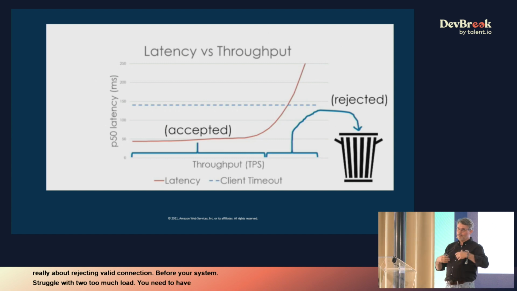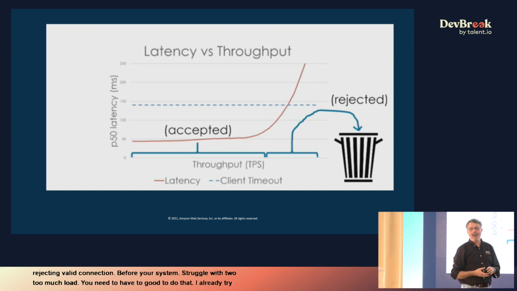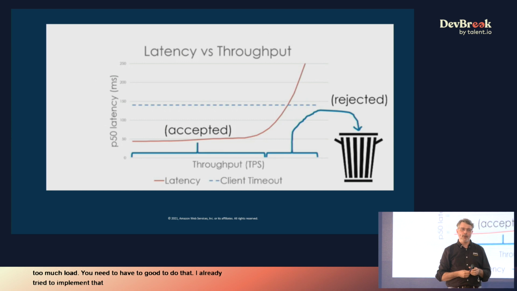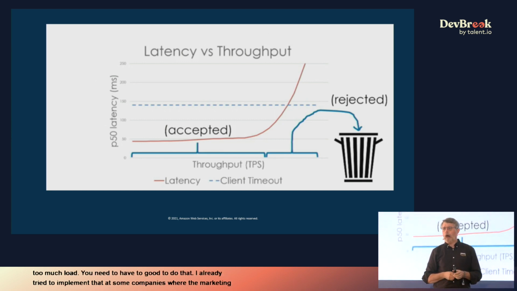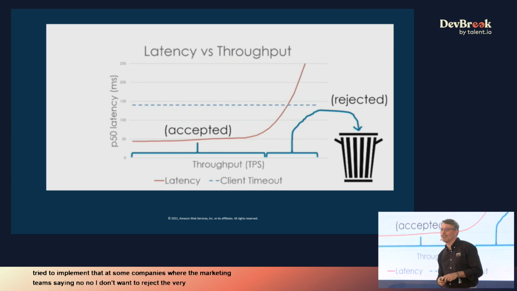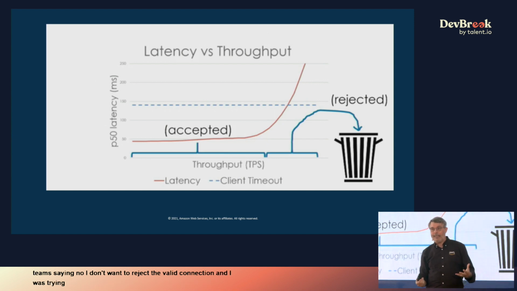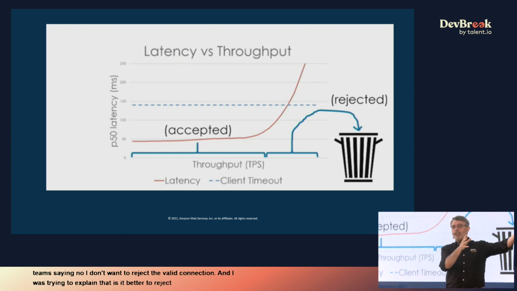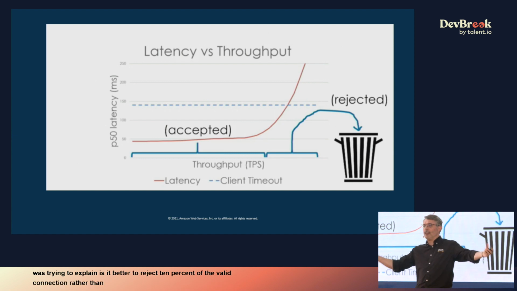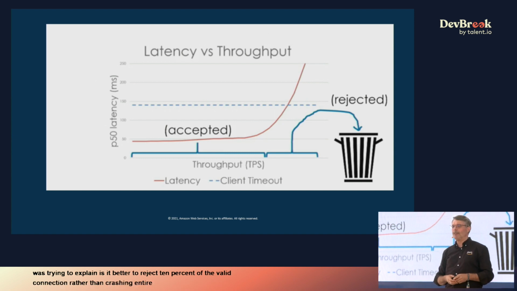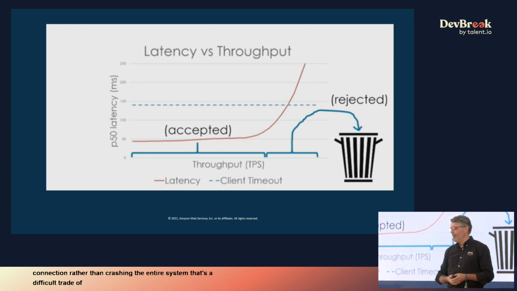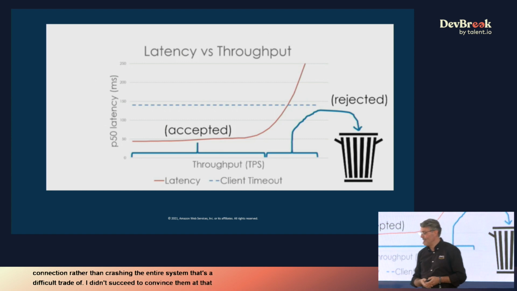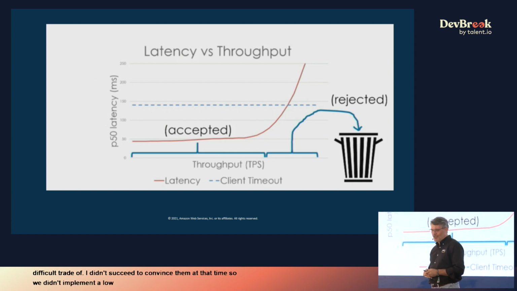You need to have the guts to do that. I already tried to implement that at some companies where the marketing team said, no, I don't want to reject valid connections. And I was trying to explain that it is better to reject 10% of the valid connections rather than crashing the entire system. And that's a difficult trade-off. I didn't succeed in convincing them at that time, so we didn't implement load shedding.